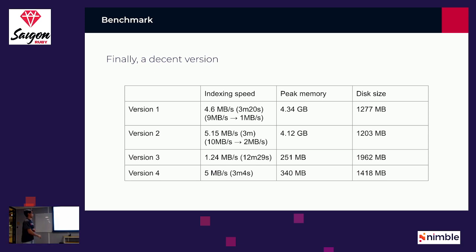Okay, so the benchmark. Okay, finally a decent version. Actually, we climbed back to the indexing speed of the original version. The peak memory does increase a bit. I think you can explain it by the fact that we're buffering data in memory. But I think 80 megabytes is still too big, so it's probably something else. I'm going to investigate it later.